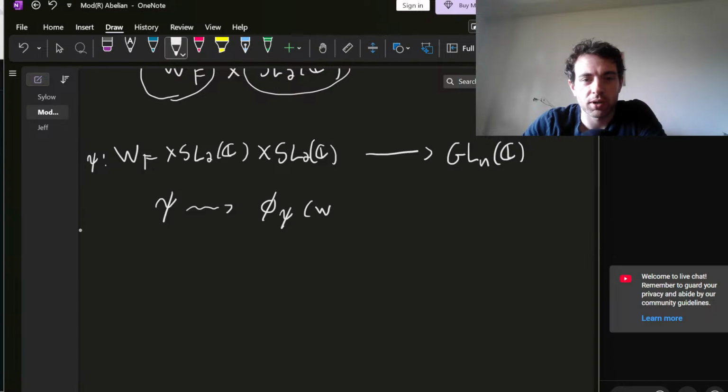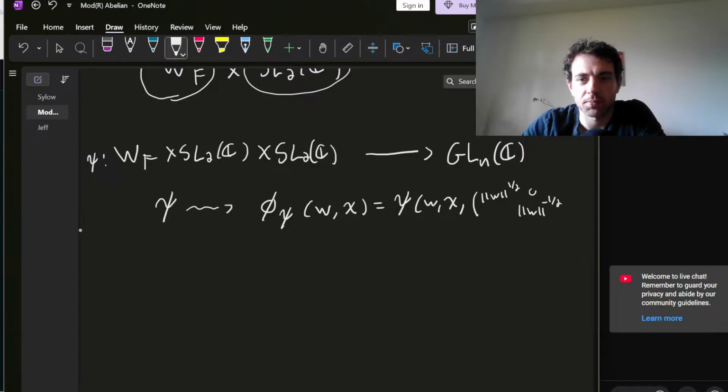So the Langlands parameter is defined by taking that Arthur parameter, plugging W and x in, and then in the second SL2 factor, you plug in this matrix, which is norm of W to the 1/2, norm of W to the minus 1/2. Right, that's how you get the corresponding Langlands parameter.